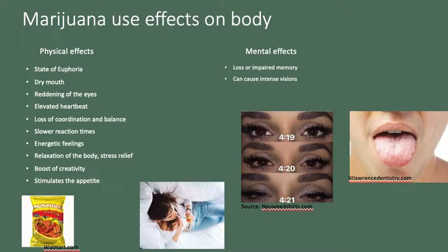For an indica strain, the relaxation of the body and stress relief, as well as euphoria, is experienced. While when consuming something with sativa, there are a lot of energetic feelings, and it gives a boost of creativity. Either way, when consuming marijuana, there is a state of euphoria, dry mouth, reddening of the eyes, elevated heartbeat, and there is a stimulation of the appetite, which is known as the munchies.